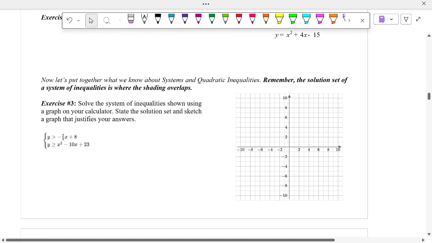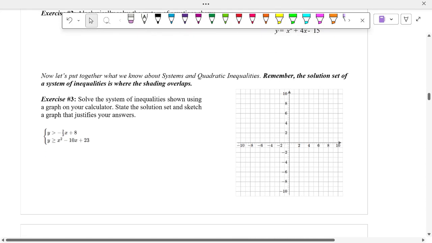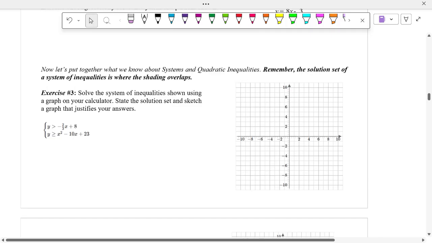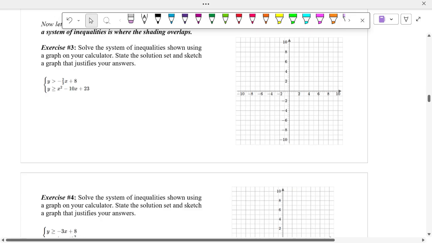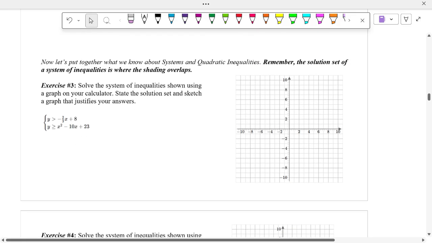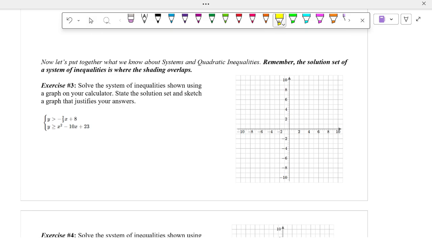Let's do one more and then call it a day. So the last one we're going to do is this one right here. Now, a system of inequalities, you also did these in Math 1. Remember, with a system of inequalities, the only thing that differs from a system of equations is the shading. So it's where the shading will overlap.